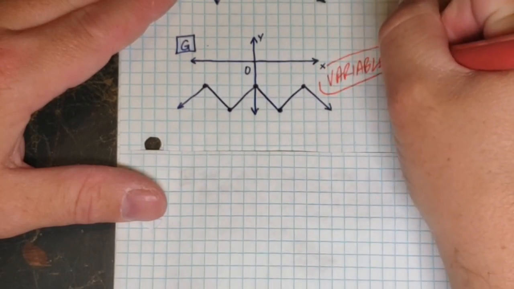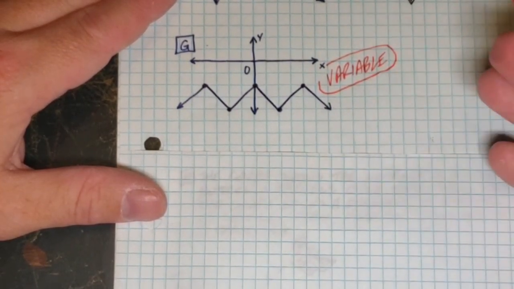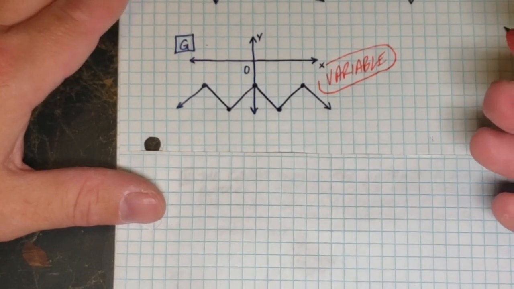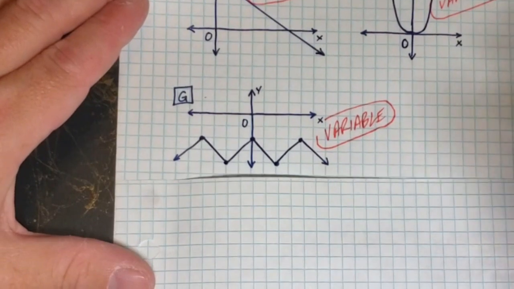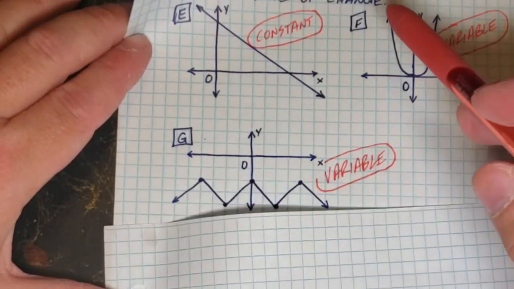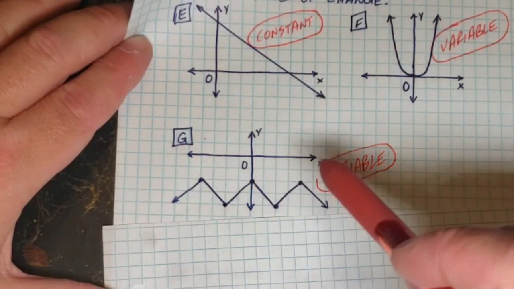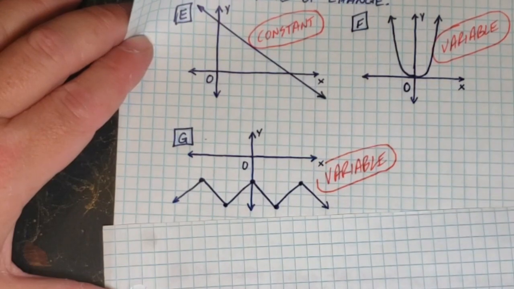Okay, very easy to tell the difference between a constant rate of change and a variable rate of change. Constant rate of change is a straight line. A variable rate of change will have a curve or bendy parts to it, and that makes it a variable rate of change.